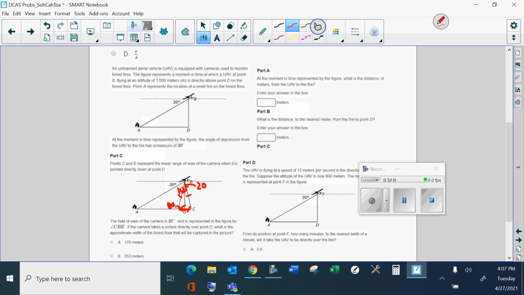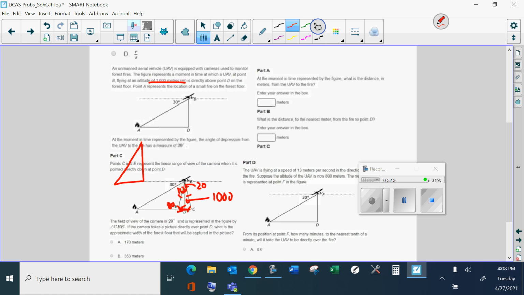What do we have height-wise? What are we using? I guess we're supposed to, oh, we'll just keep using that 1,000 is the height. Okay. So I can find one of these side lengths, so I'm just going to blow that triangle up.